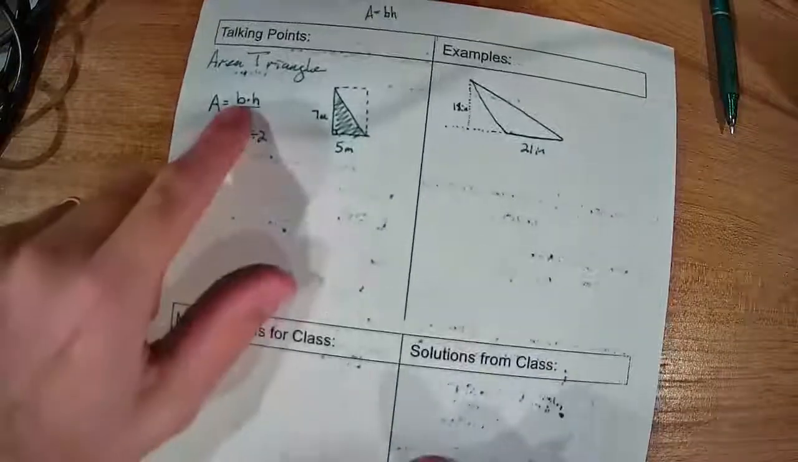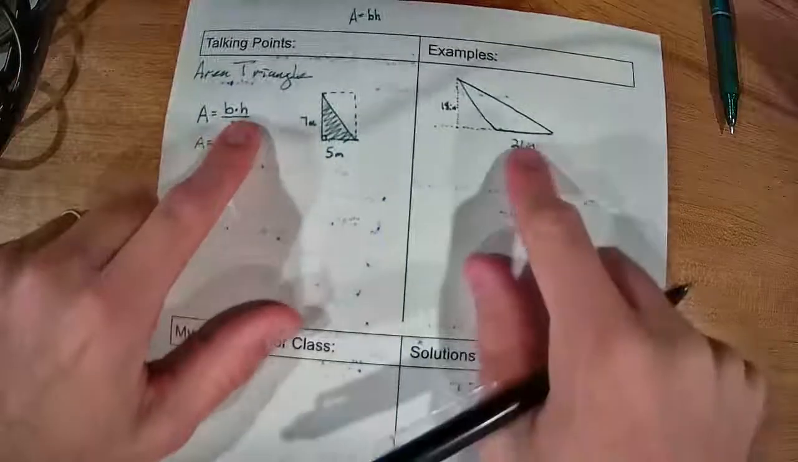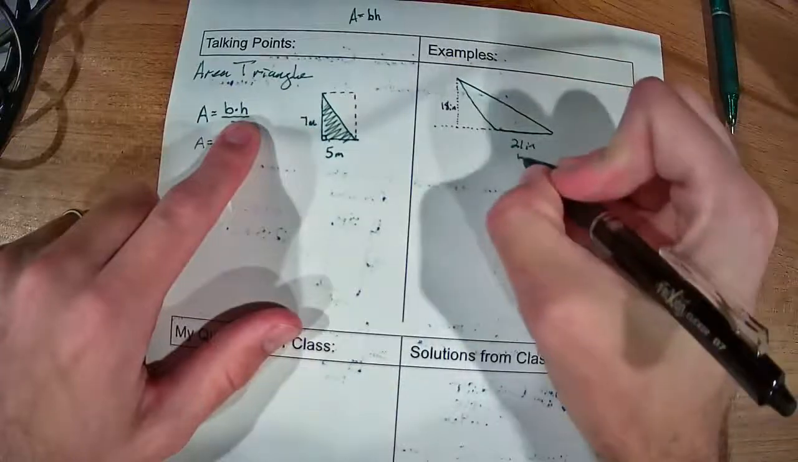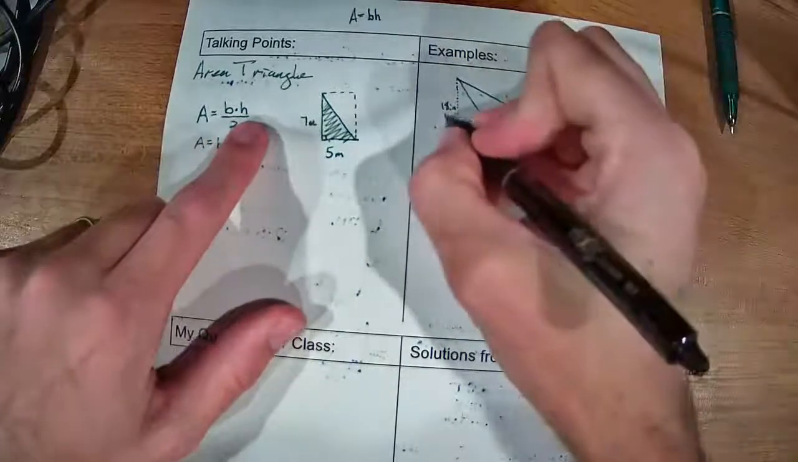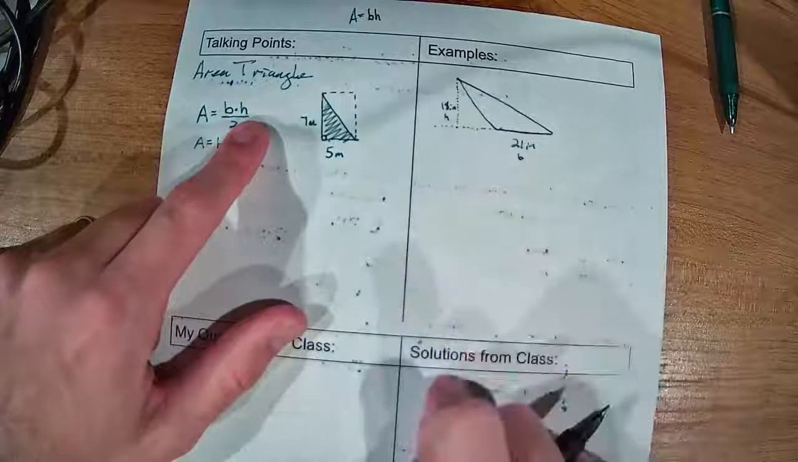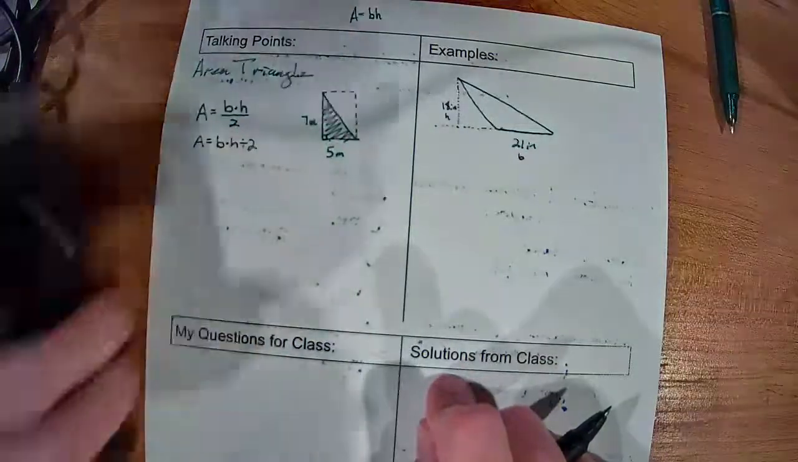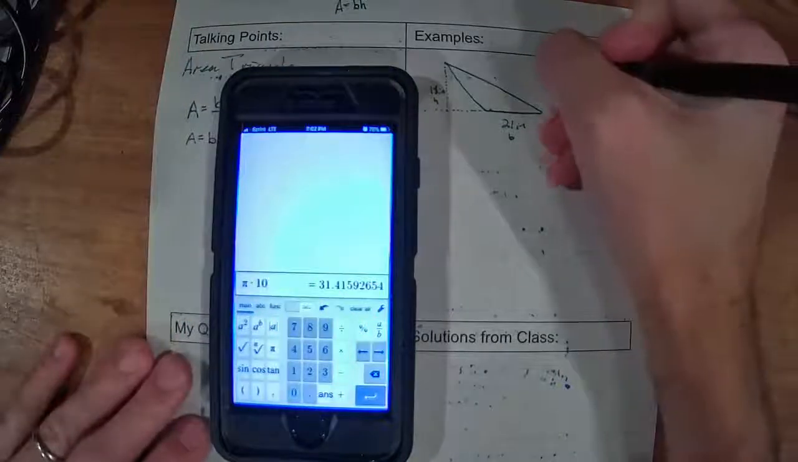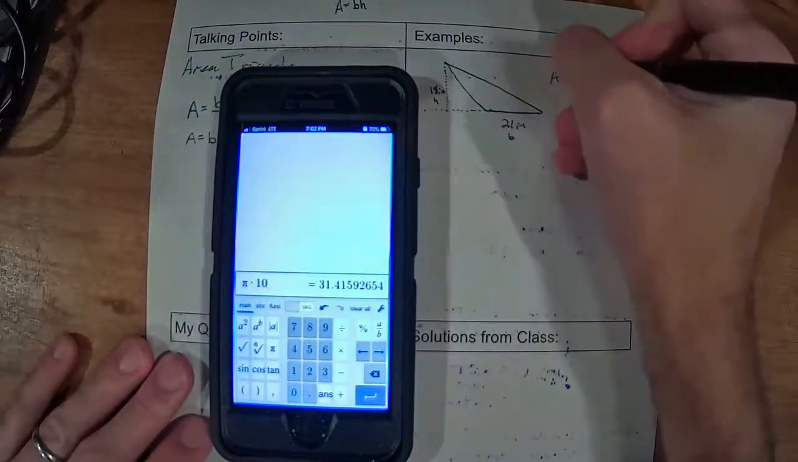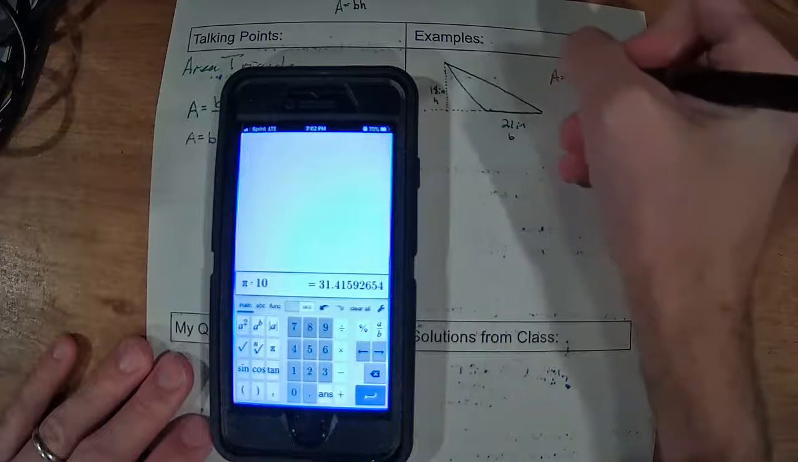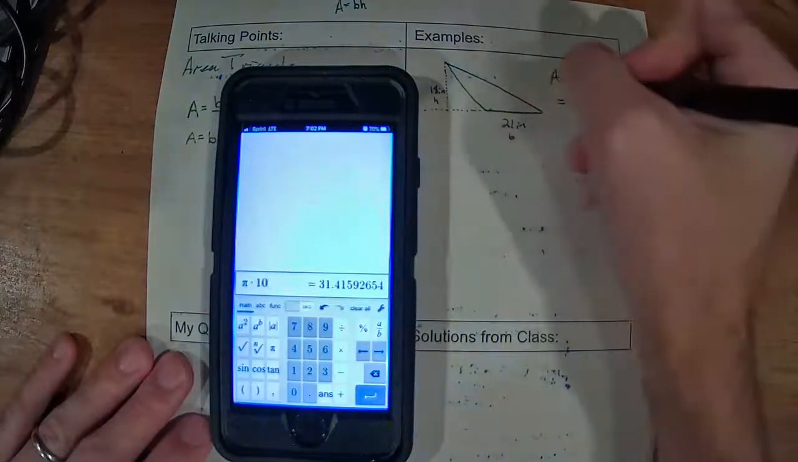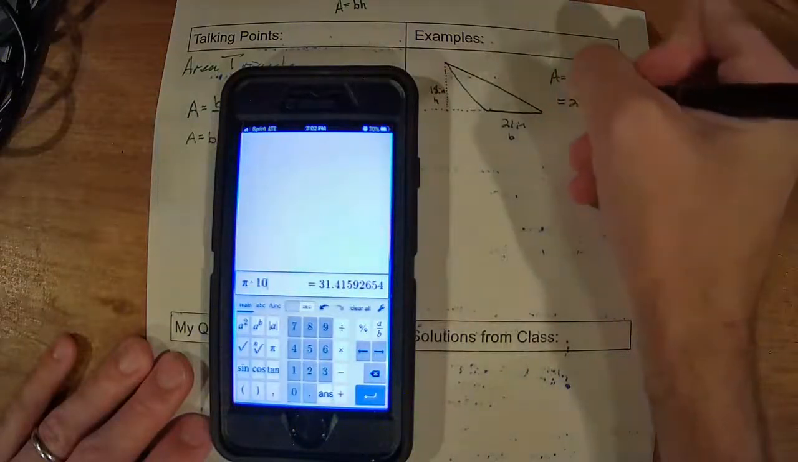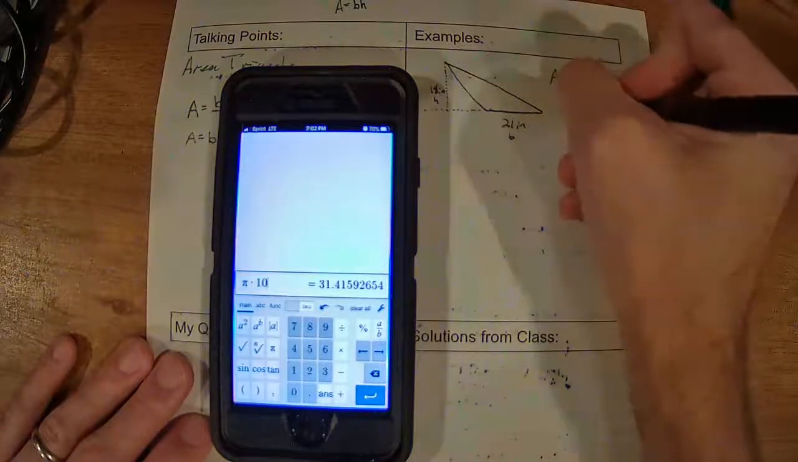Cool. So I'm going to take base times height. Again, here's my base. Here's my height. I'm going to multiply those together and then divide by 2. So again, if you're using a calculator, let's grab one here real quick. So we said area is equal to base times height divided by 2. And in this case, base is 21. Our height we said was 18. And then we divide by 2.